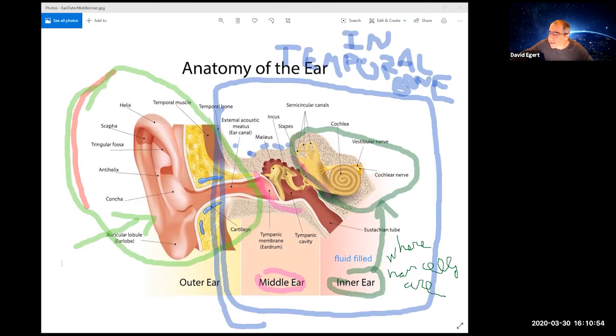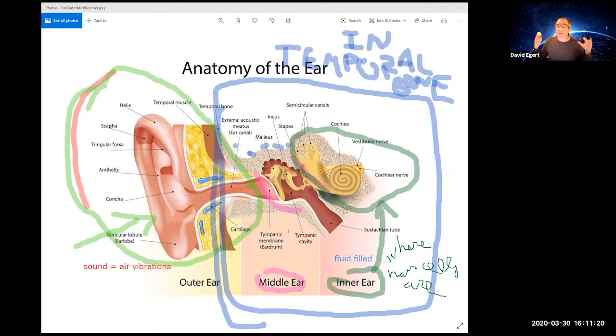Obviously the sound that's coming in is air vibrations. And yet we want to bend these hair cells that are sitting in this fluid-filled place.